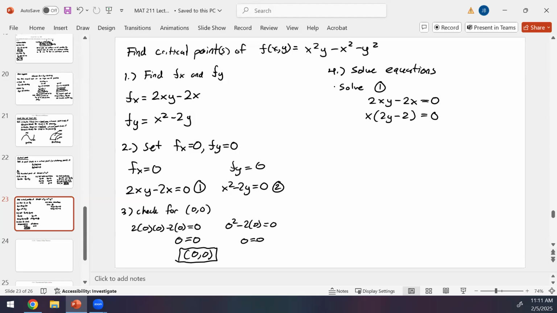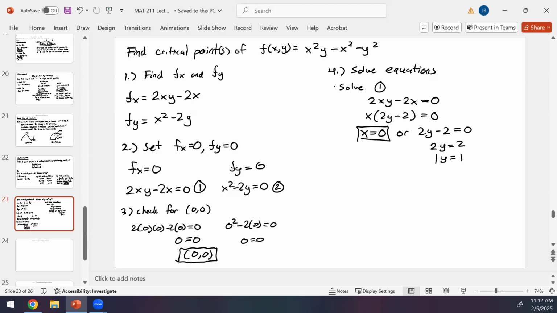And now that we have it as a multiplication, we can use the zero product rule, what you would say, and basically set each of these equal to 0. 2y minus 2. And so then if I solve for y, 2y equals 2, y is equal to 1.